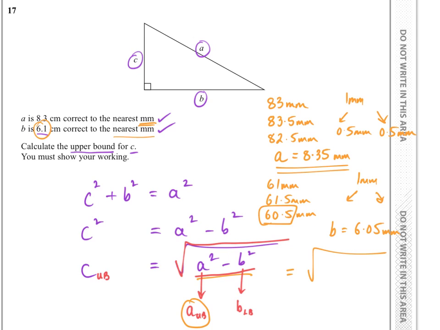So we're going to have 8.35 squared minus 6.05 squared and then square root. So let's give that a try. So 8.35 squared minus 6.05 squared, and then I'm going to square root that now.